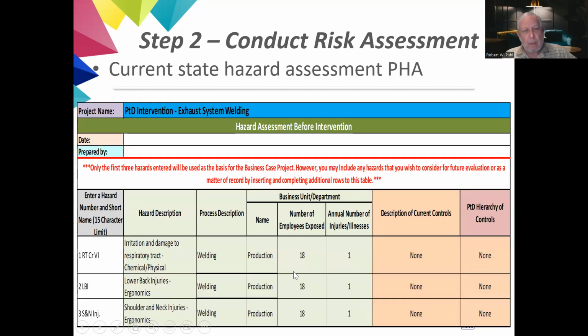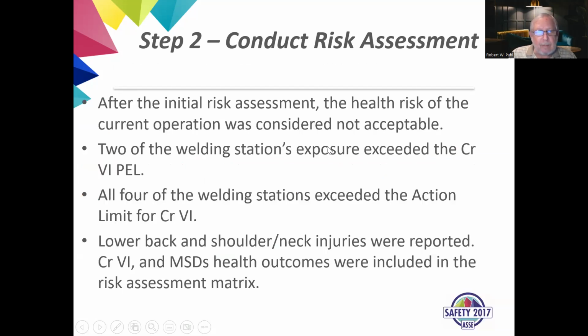And this is their current state hazard assessment, PHA. And here's the 3: hexavalent chromium, lower back injuries, and shoulder and neck injuries. And they got 18 employees exposed, and they're all in welding production, and there's no controls, okay? So that's not very good, is it?